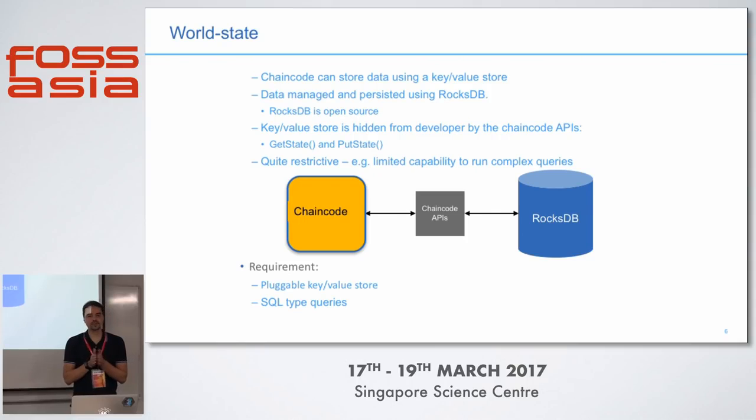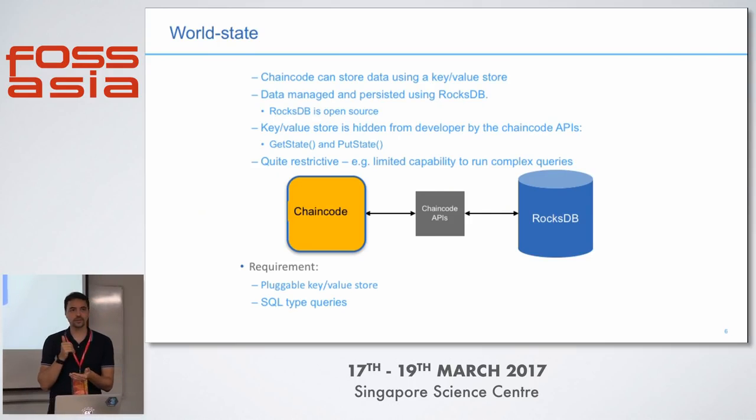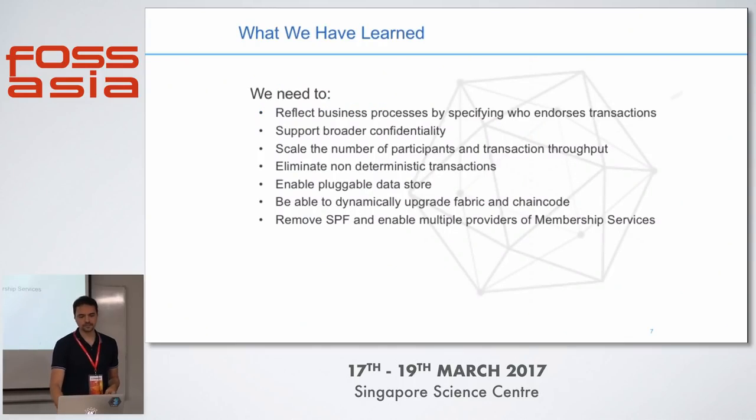Then the world state. World state in the current version 0.6 is a key value store implemented on top of RocksDB. It is quite restrictive, as you can imagine, in terms of the queries that you can perform, since it's a key value store. We wanted a pluggable key value store, a pluggable storage, and we want to perform SQL-like queries in order to do more interesting analysis of the data. So this is the list of all the things that we want to do.